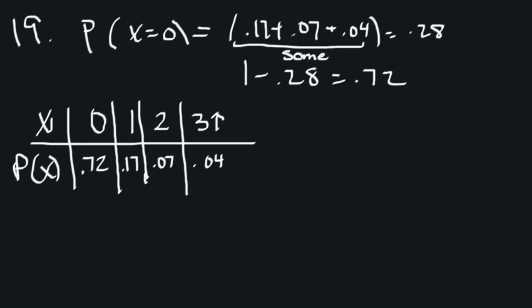I have every possible outcome written for me, and I can add as I see fit, or subtract, whatever the question is. This question says, what's the probability of getting no more than 1? So when it says no more than 1, what am I talking about? 0 and 1. So 0.72 plus 0.17 would give me what? 0.89. So there's an 89% chance that you would have no more than 1 repair.